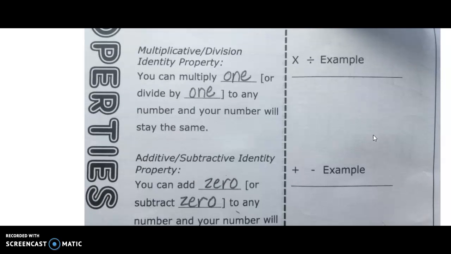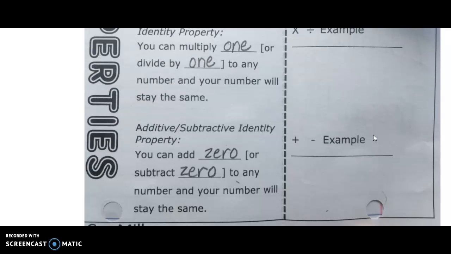The additive or subtractive identity property is very similar, but you're dealing with adding and subtracting. It simply says that you can add 0 or subtract 0 to any number and your number will stay the same. Okay? All right.